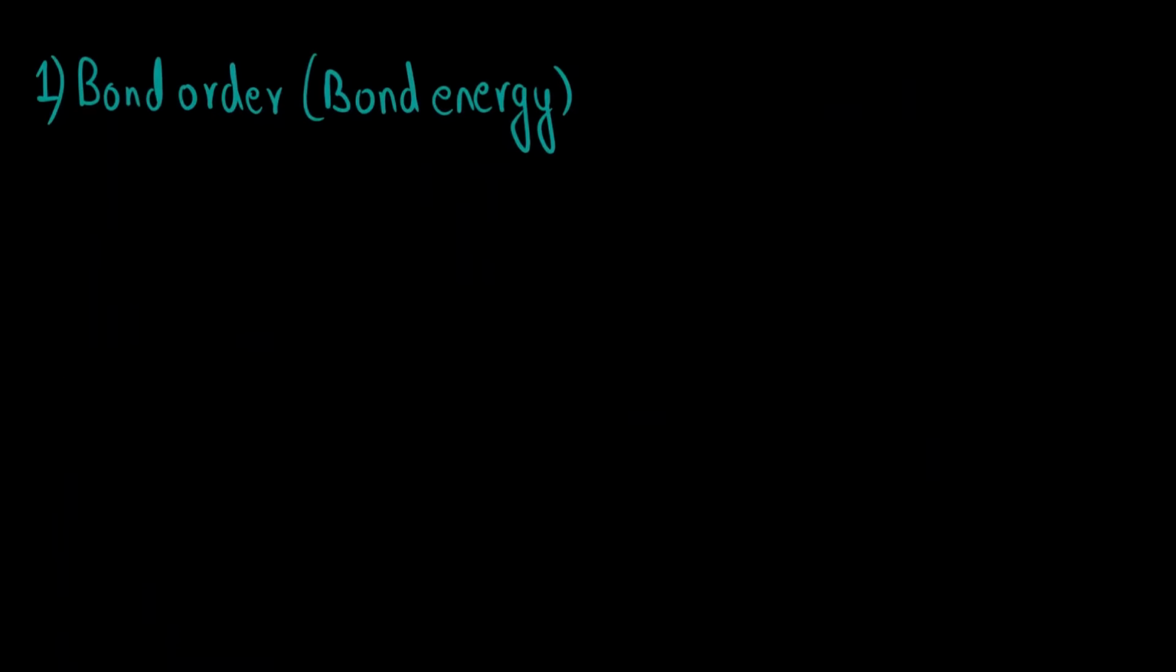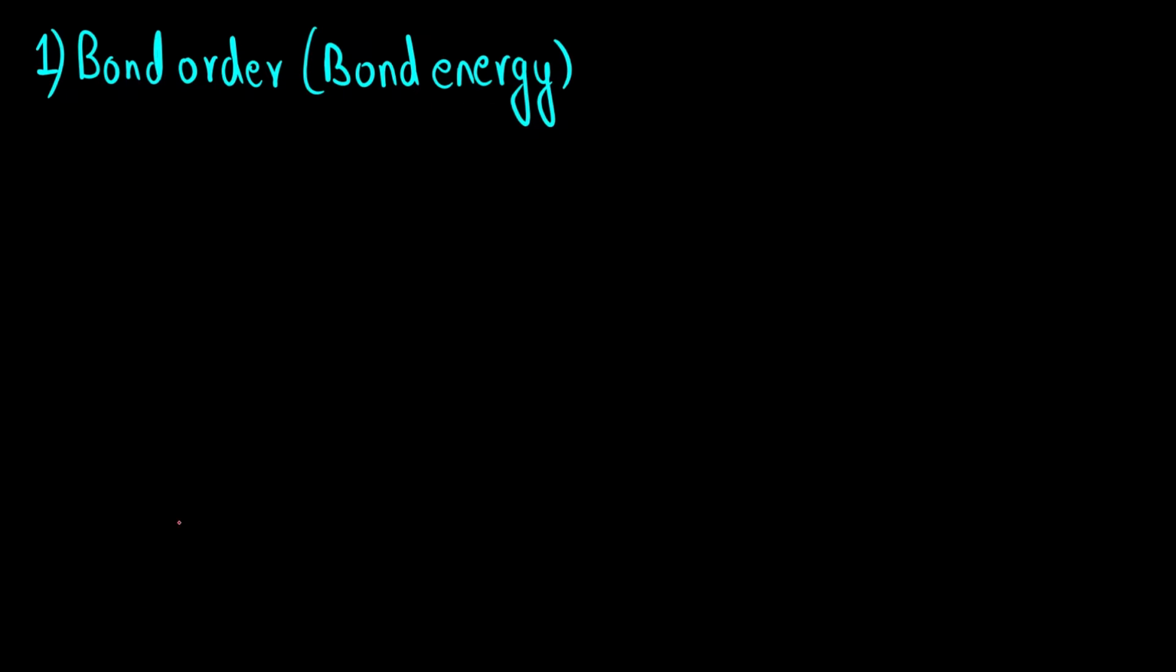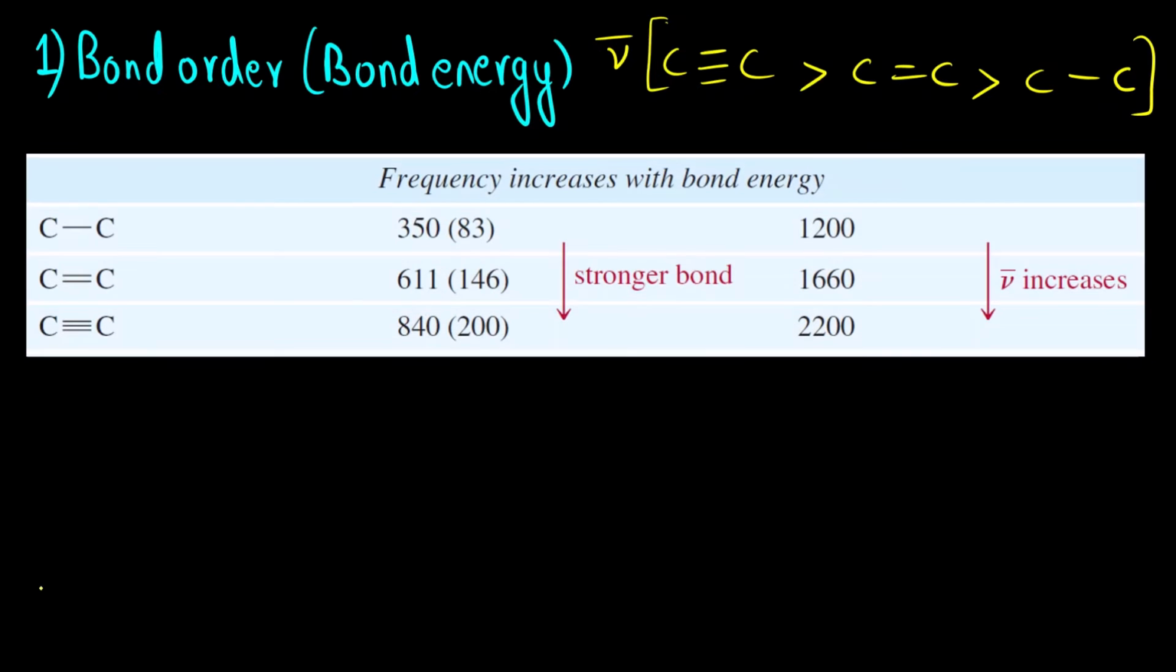Now let us see some values. Bond order is directly proportional to bond energy. We had already seen this, because more energy will be required to break 3 bonds as compared to a single bond. Carbon carbon triple bond is greater than carbon carbon double bond is greater than carbon carbon single bond. This will be the order of stretching frequency. Let us see the exact values.